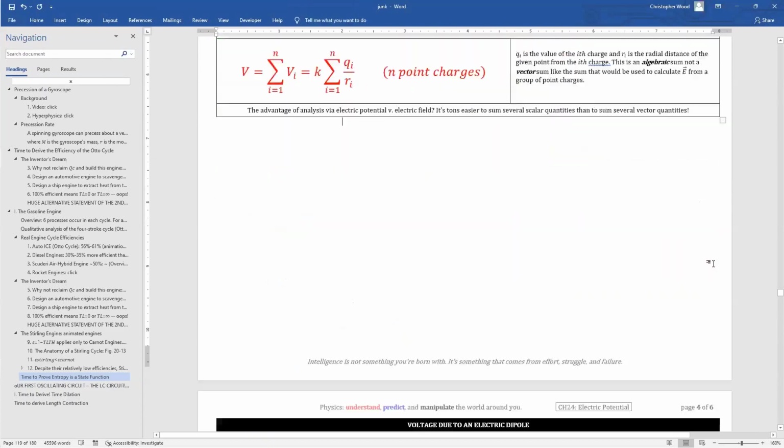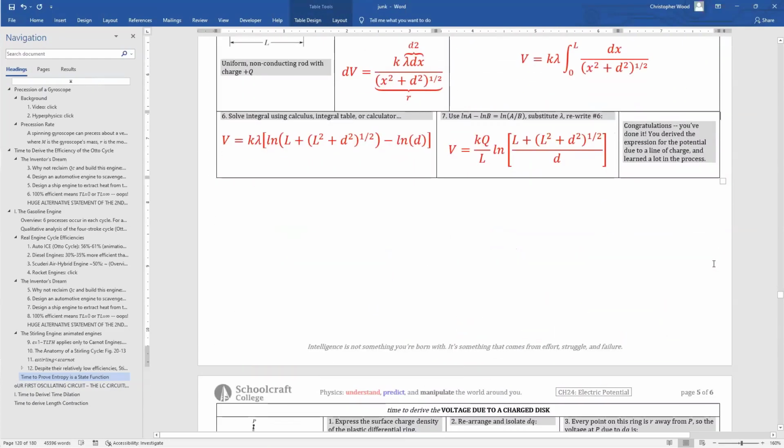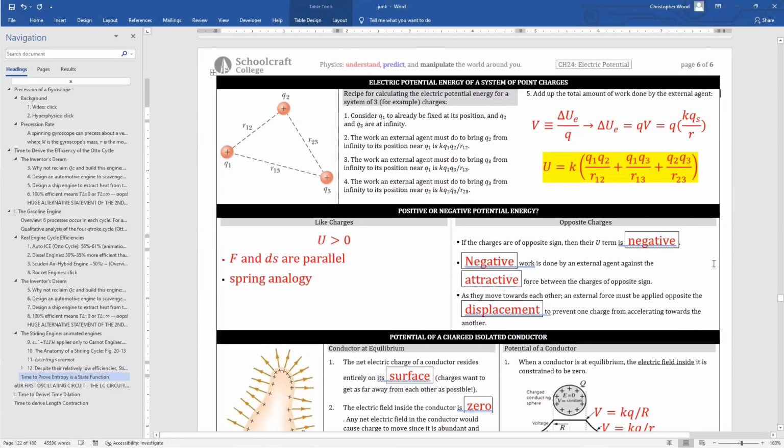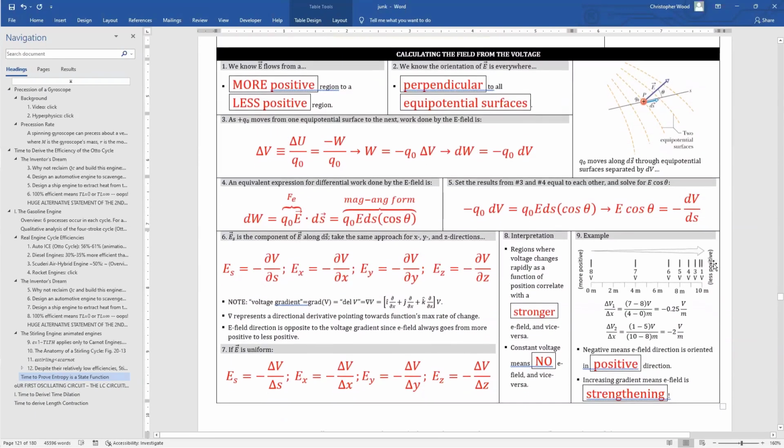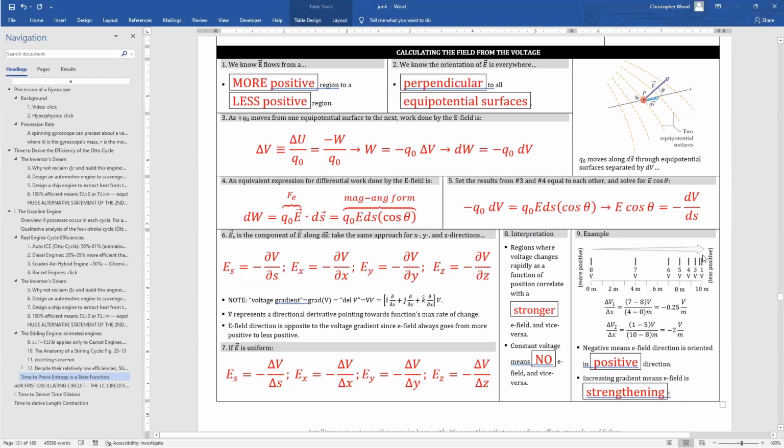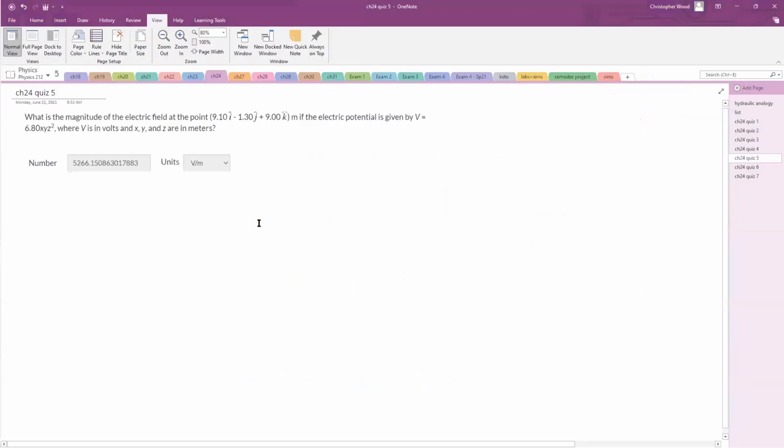Voltage due to a point charge. I guess that's it. Let me check here. Calculating the field from the voltage. This problem is calculating the field from a voltage. It asks: what is the magnitude of the electric field at a certain point if the electric potential, the voltage, is known? All right, so let's just start with a drawing.